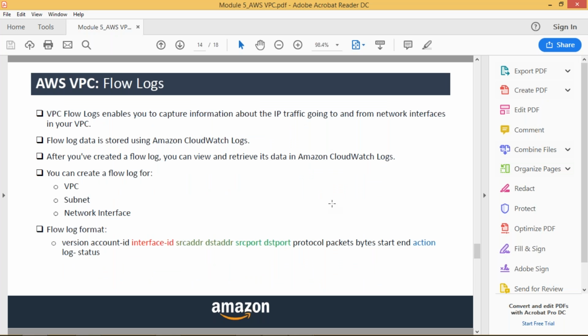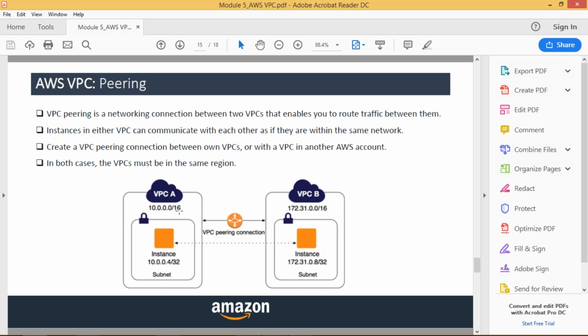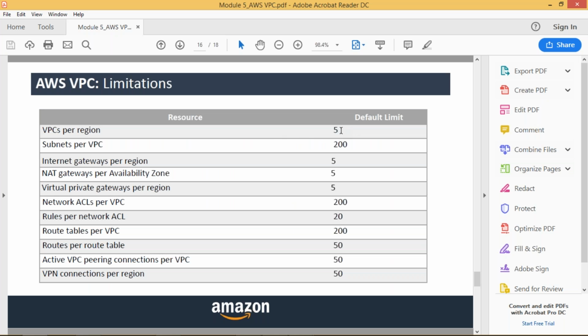VPC flow logs enable you to capture information about the IP traffic going to network interfaces in your VPC, with flow log data stored in Amazon CloudWatch Logs. So we will discuss that later on. Peering means that the different IP addresses of your VPC A and VPC B will talk to each other. So we have to create a peering connection manually for the instances. We will go over the limitations of how many VPCs you can create per region. These are the limitations, and you will also find them in the AWS environment as well.